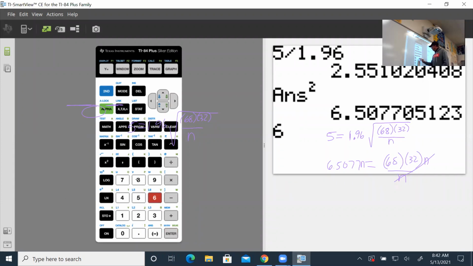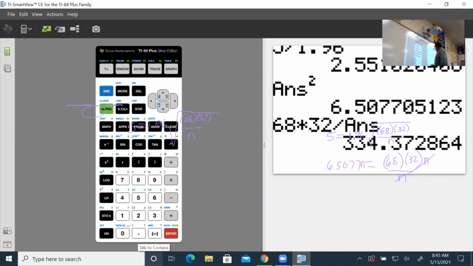68 times 32 divided by the second answer, which is down there, right? And I get an answer of about 334, 335. So there's my answer to that. Okay. All right. So let's do the other ones just so you really see it well.